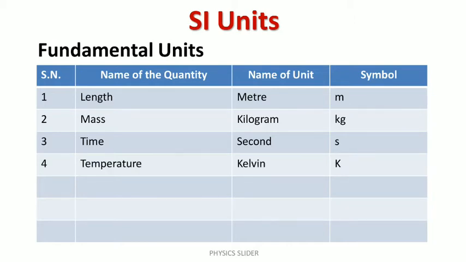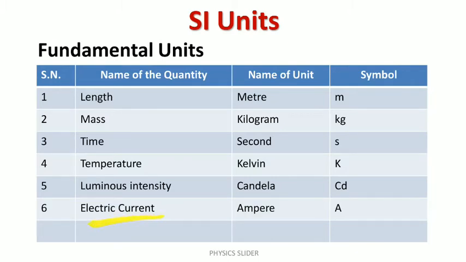The next fundamental quantity is temperature, measured in the unit Kelvin, and the symbol is K. Next is luminous intensity, measured in the unit candela. The symbol is cd. Next is electric current, measured in the unit ampere. The symbol is A. Next and the last is the amount of substance, measured in the unit mole, and the symbol is mol. So these are the units which we call fundamental units. These quantities are termed fundamental quantities.